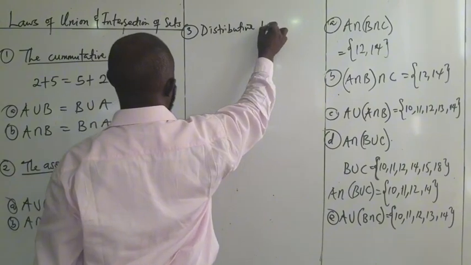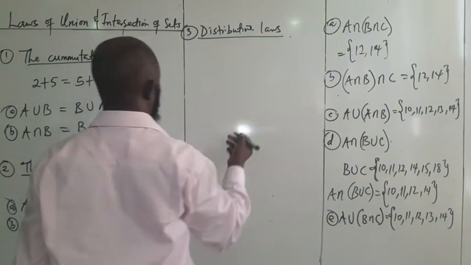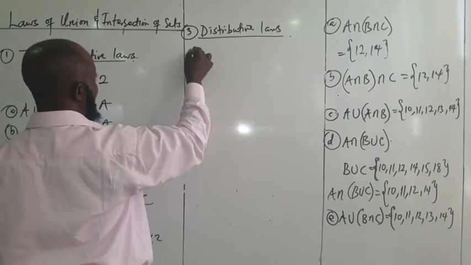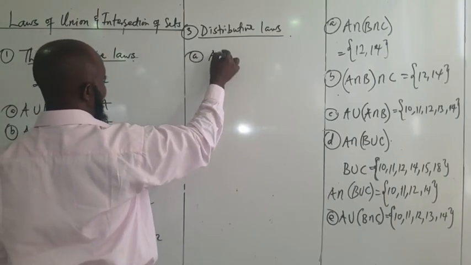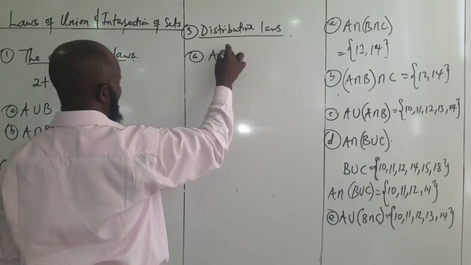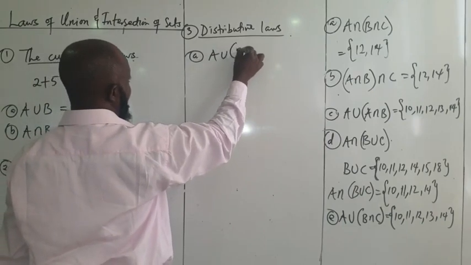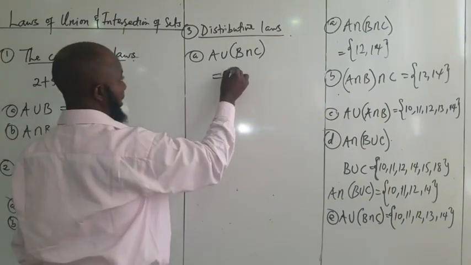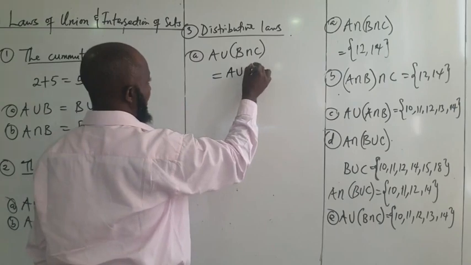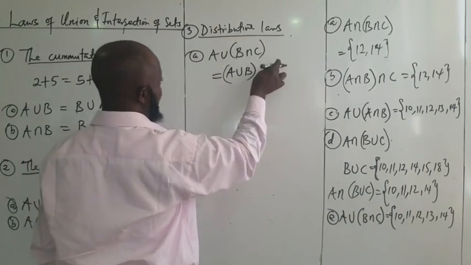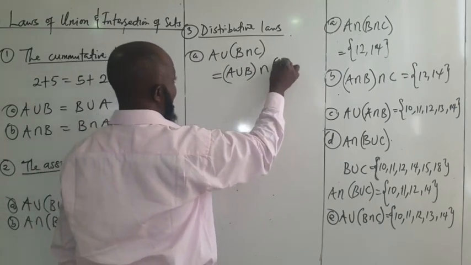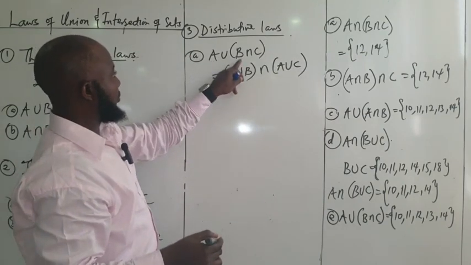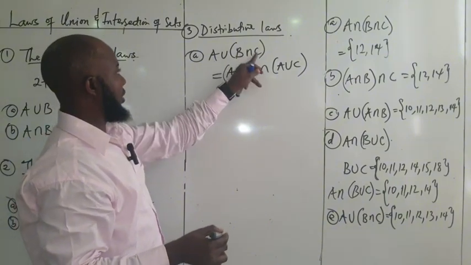Distributive laws. So that one is also simple. For example, you have A union B intersection C. The same thing as saying A union B closes, then you distribute over this one, intersection A union C. So A union B intersection A union C.